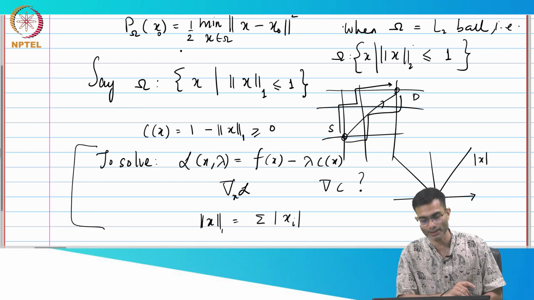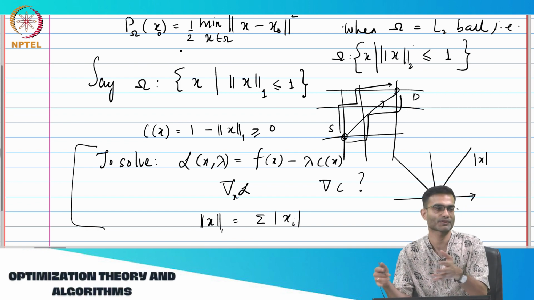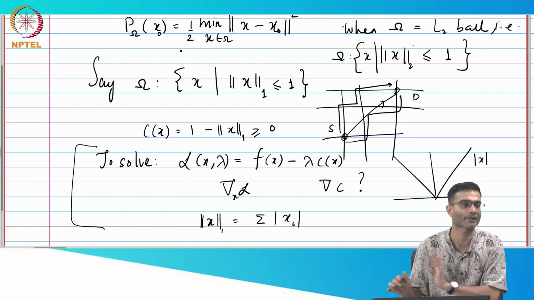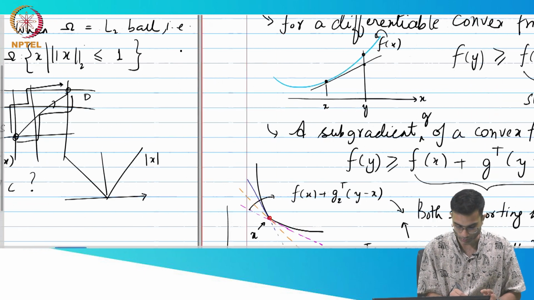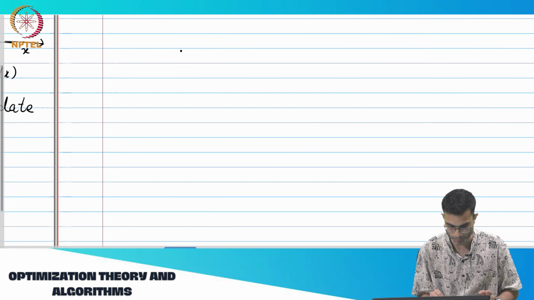When I went to take grad of Lagrangian, I ran into grad of C. That's where the problem was. And so now I've built up one tool which is the subdifferential, which is going to help me to actually work on this grad C. This is the whole reason why I did this business. Okay. So now let's go back to applying it. So maybe I'll just start from a new page.